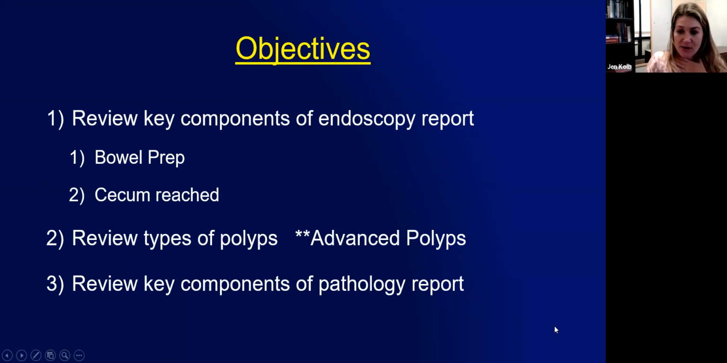The objectives for my talk today are really to go through the different components of an endoscopy report. Every single institution, GI endoscopy lab has a slightly different way of compiling the report, so I'll go through some of the key features that everybody should know. We'll go through the main bread and butter of gastroenterology, screening colonoscopy, which is polyps. What we have to know about polyps is what are the kinds of polyps, which polyps are more scary, do we need to think about other considerations, and then how do we read a pathology report and what are the key components that matter.